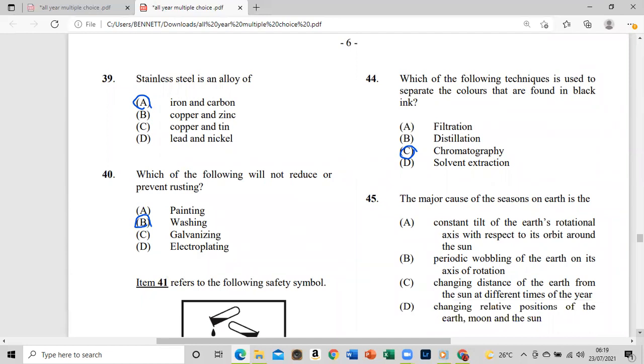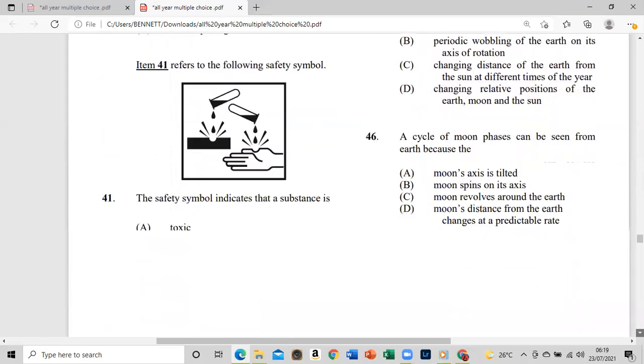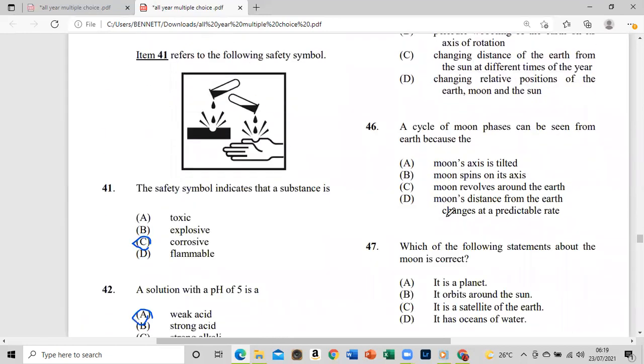Major cause of the seasons on Earth, is it a constant... Let's have a look at the answer, guys. We're not going to read all of them, right? It is a constant tilt of Earth's rotational axis in respect to its orbit around the sun. That is A. So it's a constant tilt of the Earth's rotational axis with respect to its orbit around the sun. On to 46.